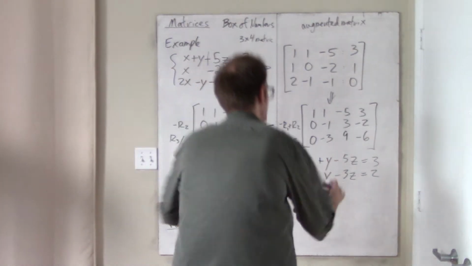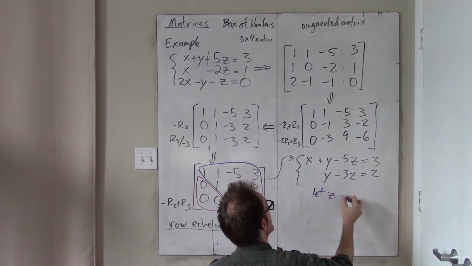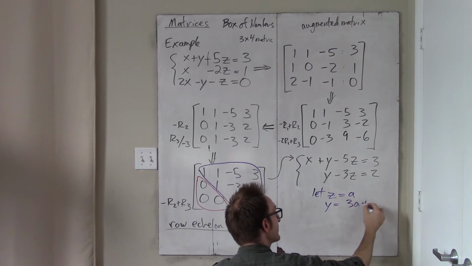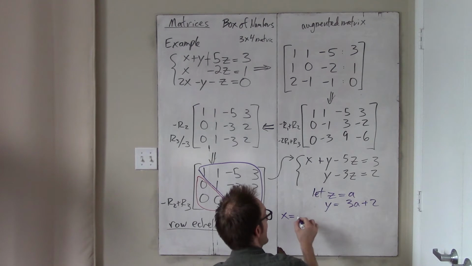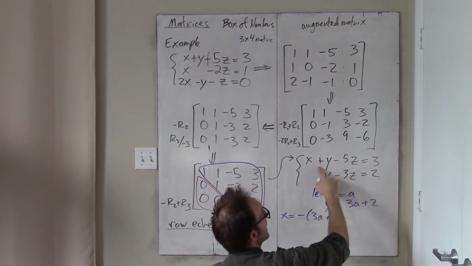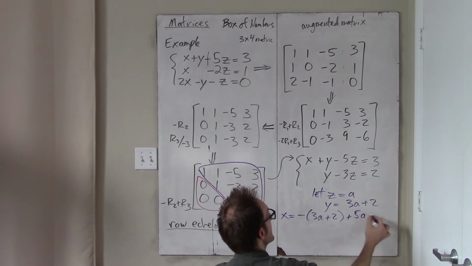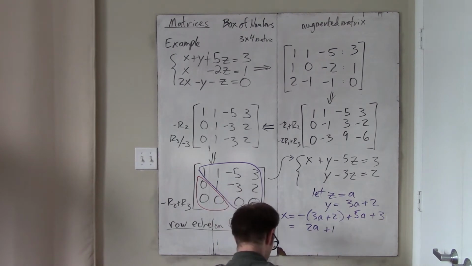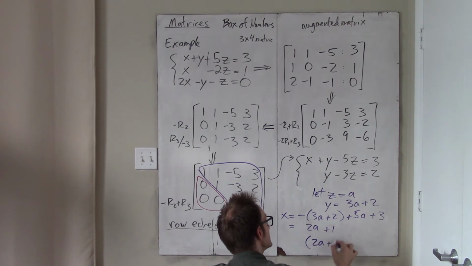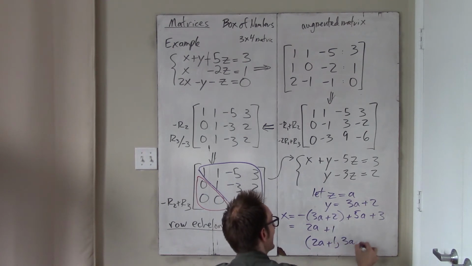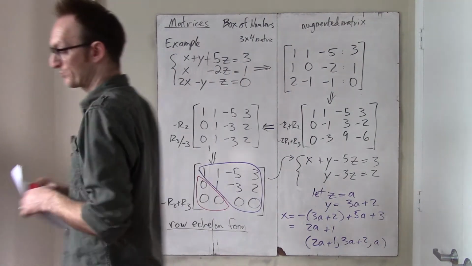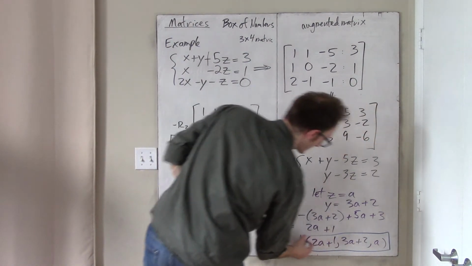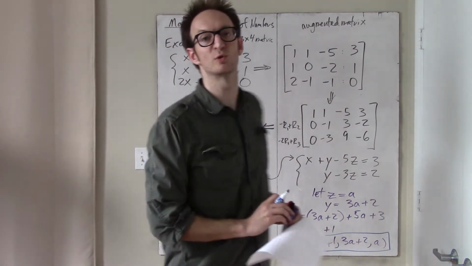Well, we just introduce a free parameter: we let z be represented by the free parameter a, then y is 3a plus 2, and x is negative y, so negative 3a plus 2, plus 5z, so plus 5a, plus 3. And so that becomes 2a plus 1, I believe. Yeah. The final answer to this problem, therefore, is (2a plus 1, 3a plus 2, a). So the solution is the infinite number of ordered triples of the form (2a plus 1, 3a plus 2, a).